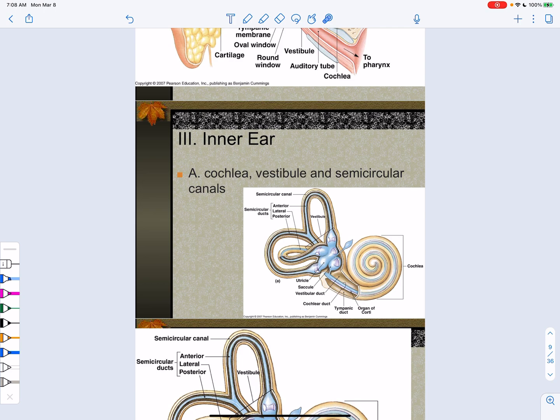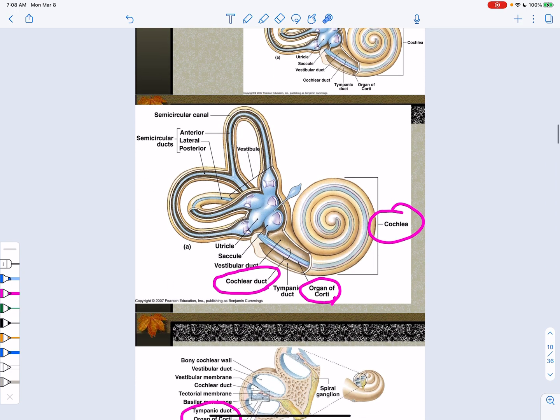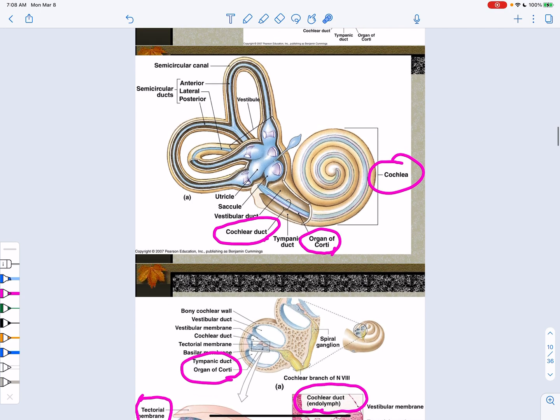So I'm going to talk about the cochlea during this lecture. And the cochlea is how we hear. The other parts of the ear are going to be associated with our ability to balance. Okay, so a couple of things that I need you to know is the cochlea is the spiral-shaped, snail-shaped part of your ear. And it's a tube that's wound smaller and smaller.